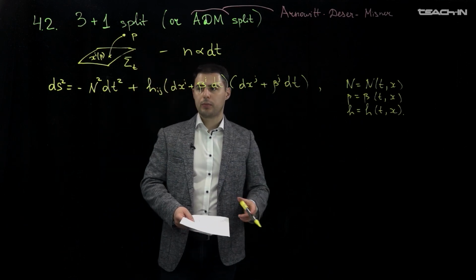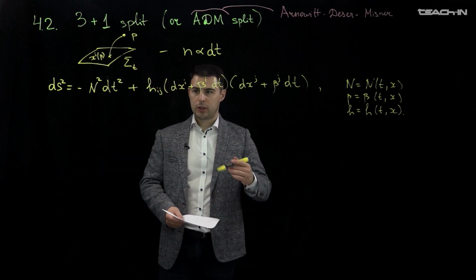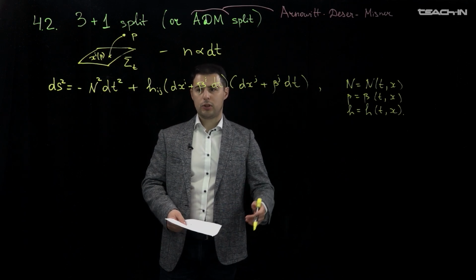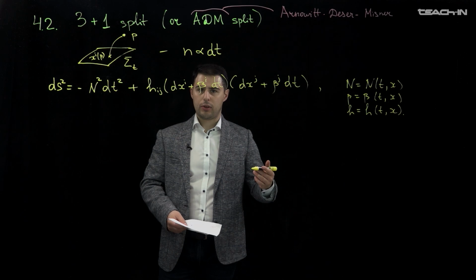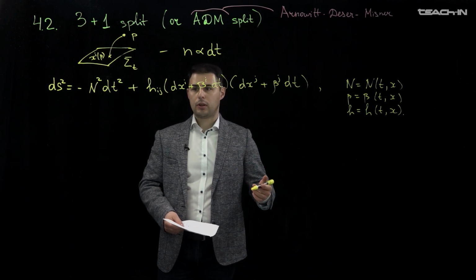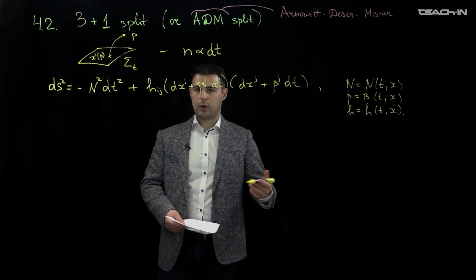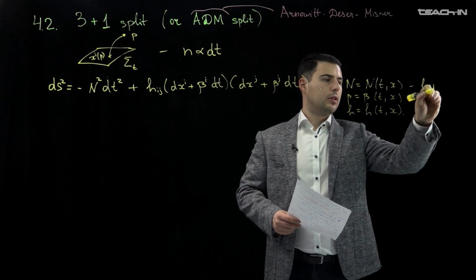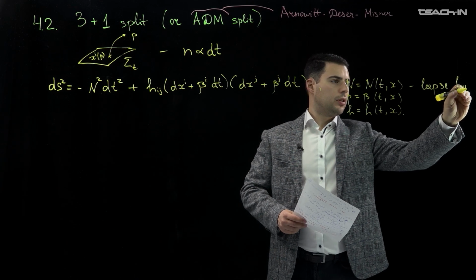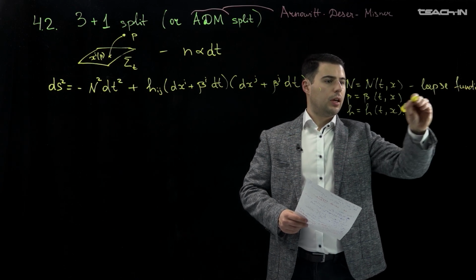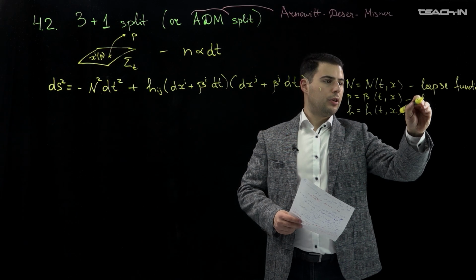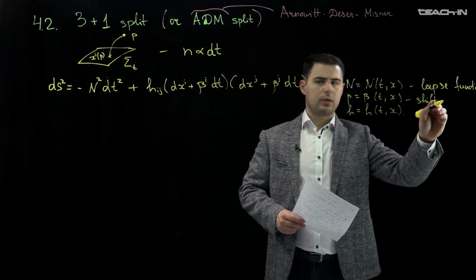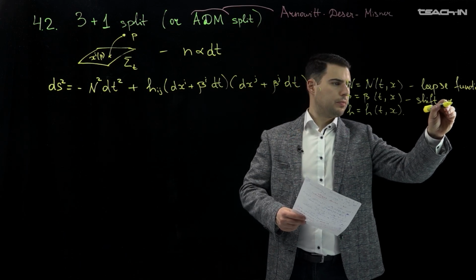Furthermore, note that we still have the coordinate freedom, and we can use it to set beta to 0 and N to 1. In this split, N is called the lapse function, and beta is the shift one-form, or shift vector.